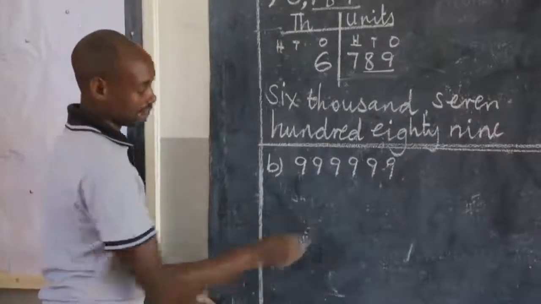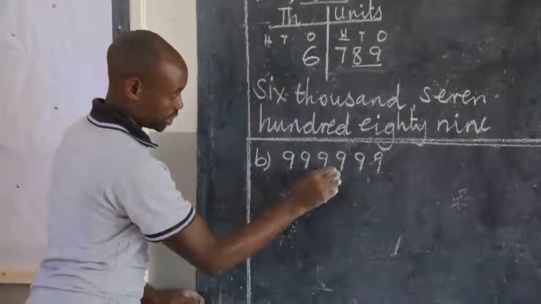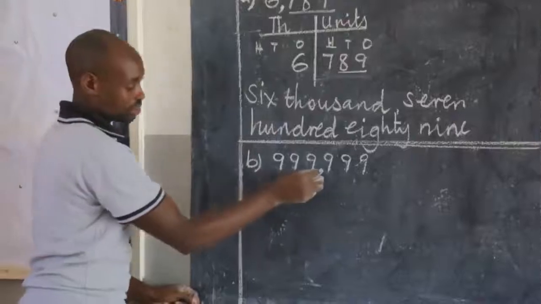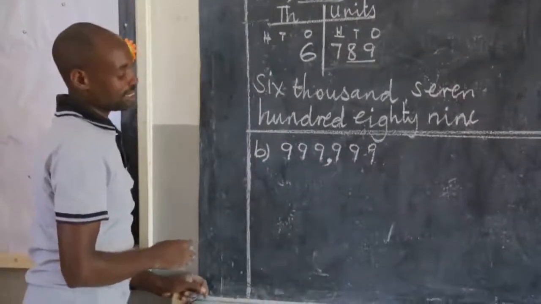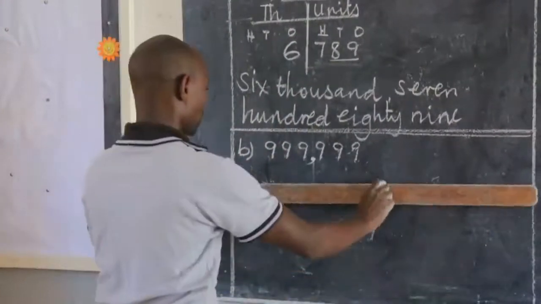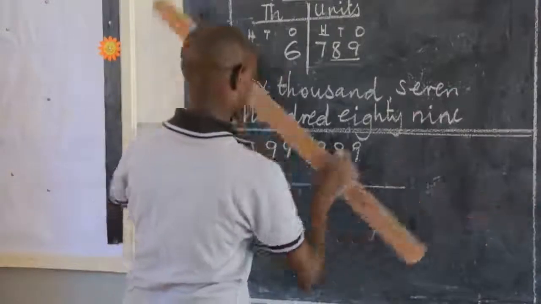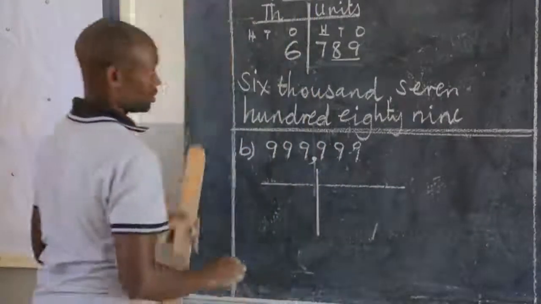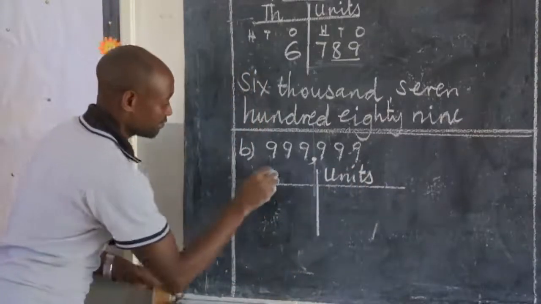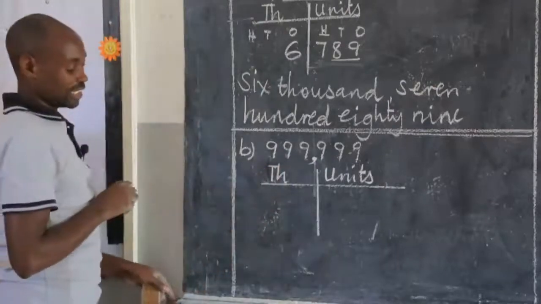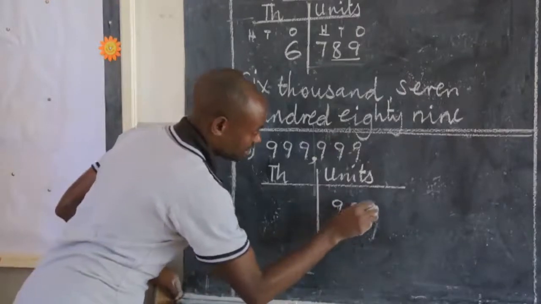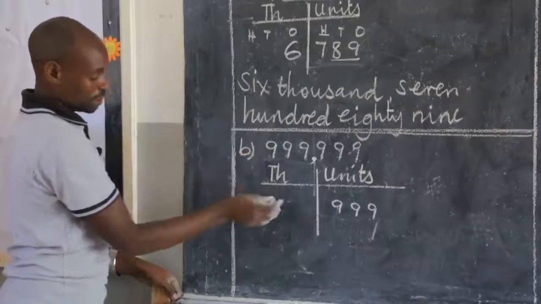So we are going to put commas. 1, 2, 3. We put a comma. 1, 2, 3. But because I don't have another digit this way, so when I'm dividing my number, I will have to draw this line here in the middle where we have a comma. So we shall have this, whereby we have units on this side, and on this side we have thousands. Okay? So the first three digits should be put under units. 9, 9, 9. Then these three should also be put under thousands.